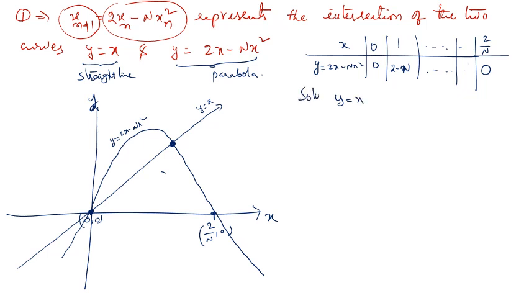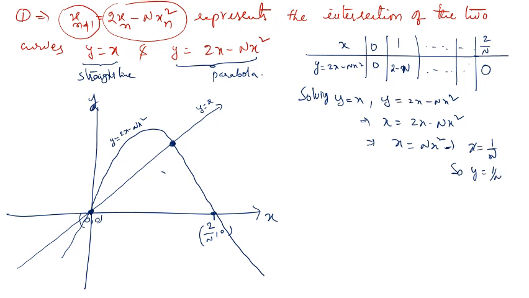Solving to get the intersecting point, solve y equal to x and y equal to 2x minus nx square. What am I getting? x equal to 2x minus nx square. Put y equal to x here. So x equal to nx square, so x equal to 1 by n. So y is also 1 by n. So what is the point here? 1 by n comma 1 by n. This is the point.